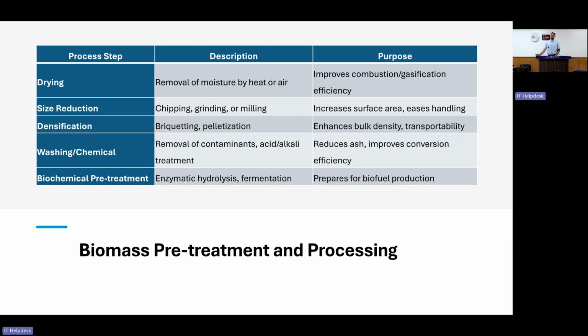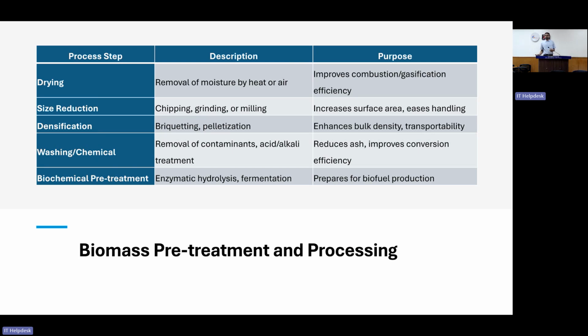Okay, now coming to biomass pre-treatment and pre-processing. If the biomass has higher moisture content, it is pre-dried to remove the moisture, and this can be done with sun drying, solar drying, and preheating. Again, the biomass is not always the same size as required in the furnace, boilers or reactor. So size reduction processes are done for larger biomass, like wood logs. It is ground, chipped or milled to reduce its size.